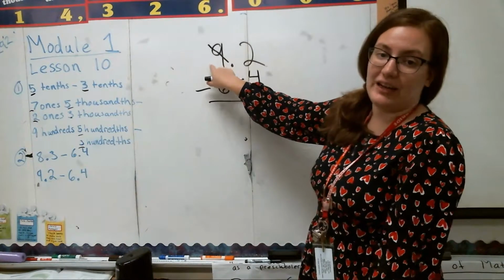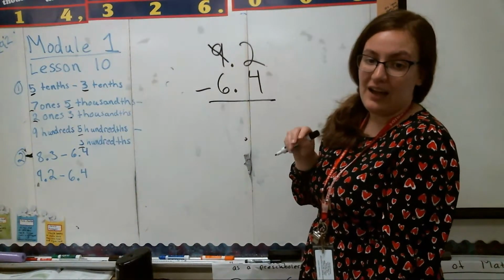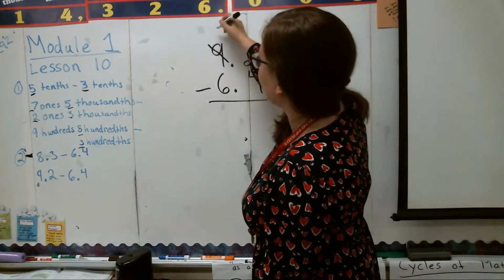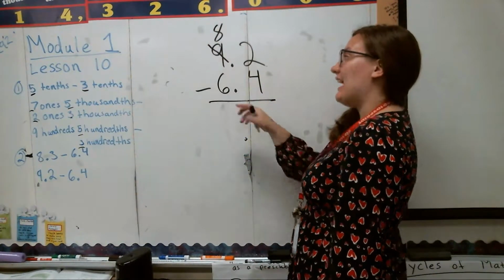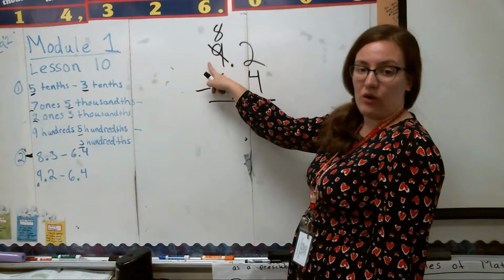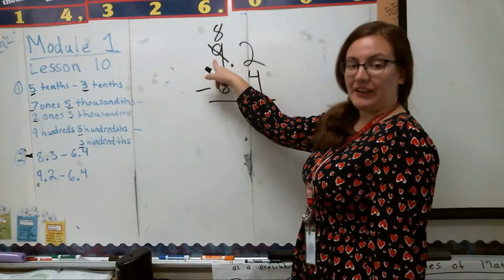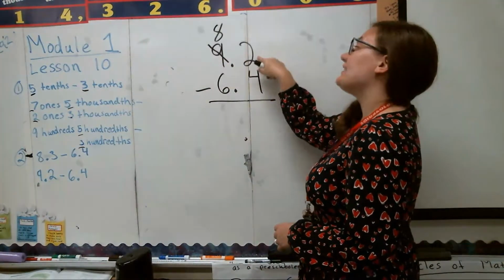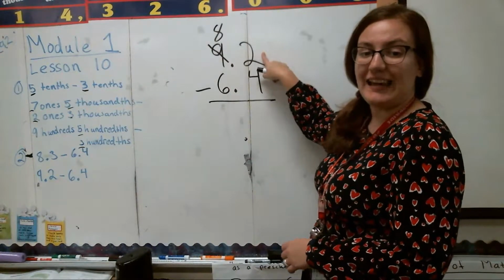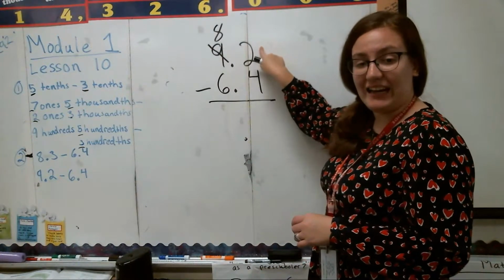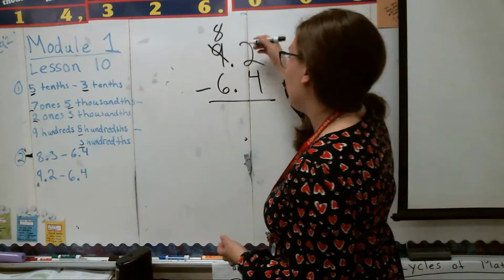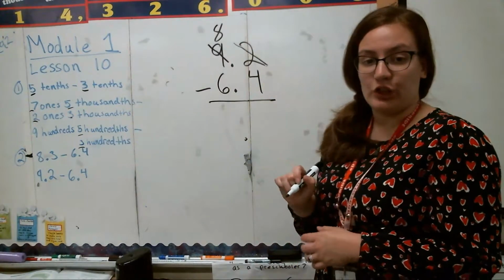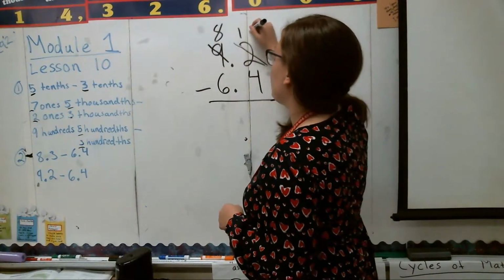So since I'm doing 9 and I'm taking away 1, that would leave me with 8. So I now have 8 ones. And since I took 1 whole from my ones place value, that 1 whole is now going to become 10 tenths. So those 10 tenths get added to my 2 tenths that were here already. I'm going to cross off this 2, and this 2 becomes a 12.